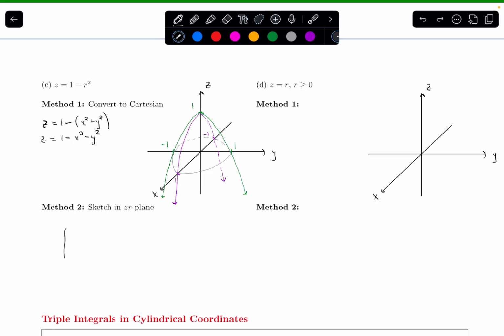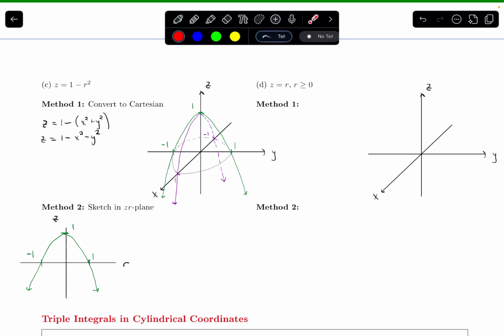So if I just draw the graph in the ZR plane, I'd make an axis for R and an axis for Z. Then this graph would be like the graph of y equals 1 minus x squared. It'd be a downward parabola, where the z-intercept is at 1, and the r-intercepts are at 1 and at negative 1.